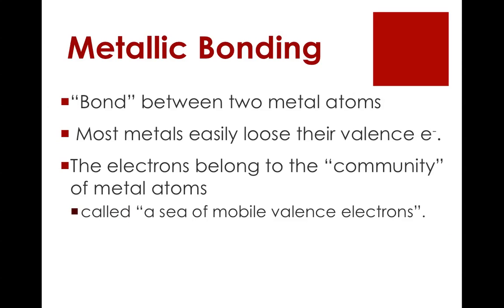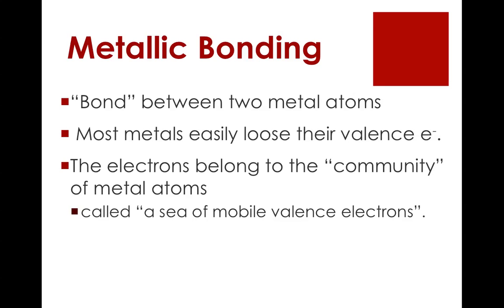Okay, so in all this talk, we haven't discussed plain metals. So how do two metals interact with each other? We have this thing called a metallic bond, which is a bond between two metal atoms. What happens is that most metals easily lose their valence electrons. Most metals have either 1, 2, or 3 valence electrons, and they will very easily lose them.